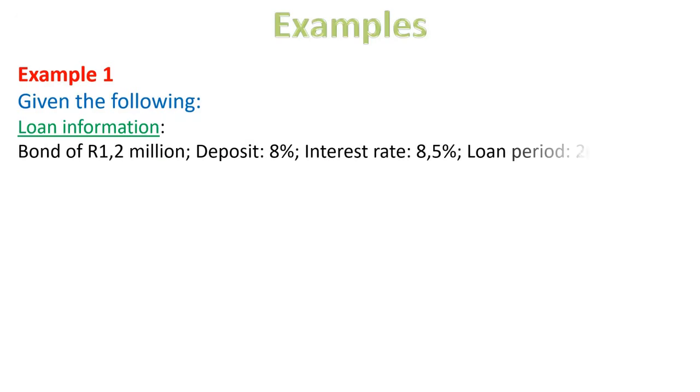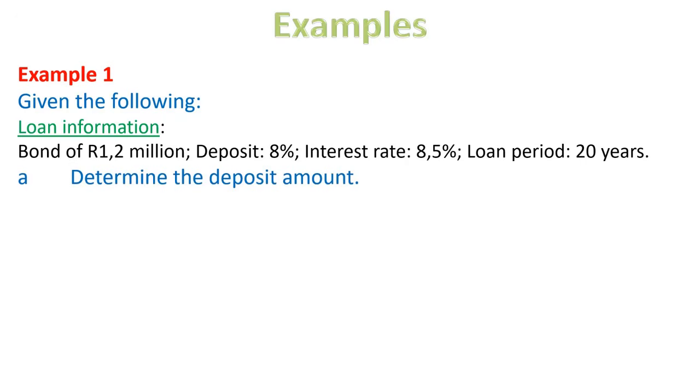Example 1. Given the following, our loan information is as such. It's a bond of 1.2 million. The deposit that's required is 8%. The interest rate is 8.5%, and the loan period is 20 years. They're going to ask us 6 questions based on this information, and normally your tests go in a very similar order. So let's have a look.